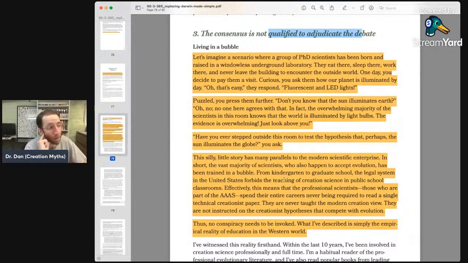In short, the vast majority of scientists who also happen to accept evolution have been trained in a bubble. From kindergarten to graduate school, the legal system in the United States forbids the teaching of creation science in public school classrooms.